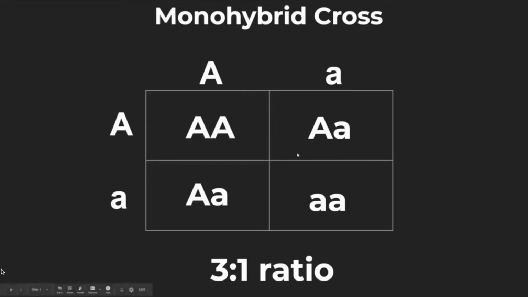You'll notice that even though these are heterozygous, they're going to display the dominant phenotype because they have at least one dominant in them. So our 3 to 1 ratio is essentially we have 3 offspring that will show the dominant phenotype of this trait, and we will have one that shows the recessive. And that's just in a monohybrid cross, right? We're only looking at one trait here.